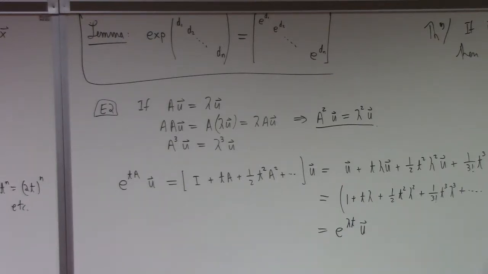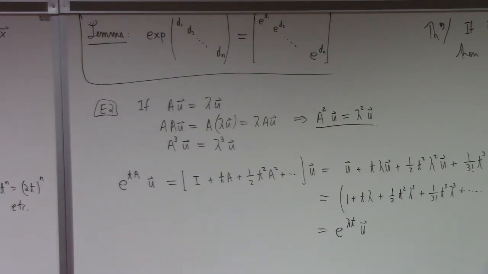You could just as well have put the e to the lambda I t here and e to the t times a minus lambda I there. You just make that your next step. These commute as well.